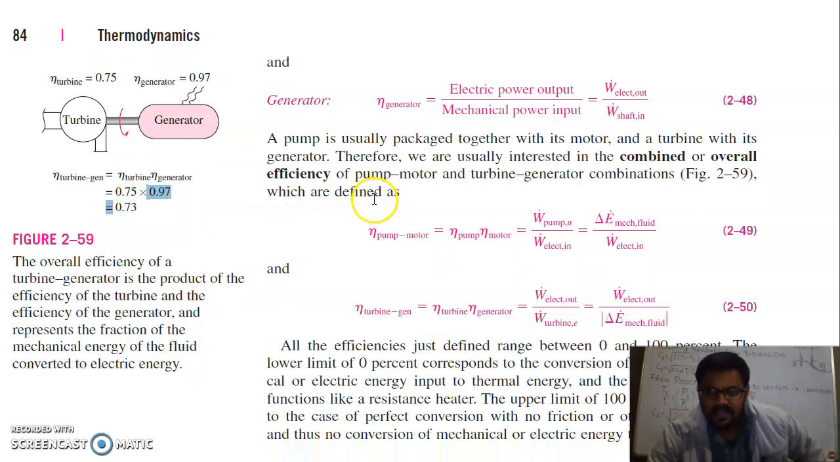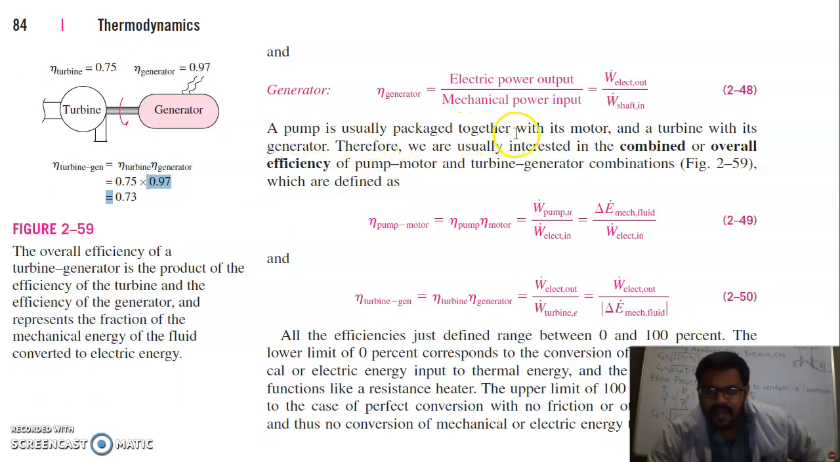In the same way, a pump is usually packed together with its motor and a turbine with its generator. Therefore we are usually interested in the combined overall efficiency. So here we are interested in the turbine generator efficiency. In the case of a pump and motor set, we are interested in the pump and motor combined efficiency.